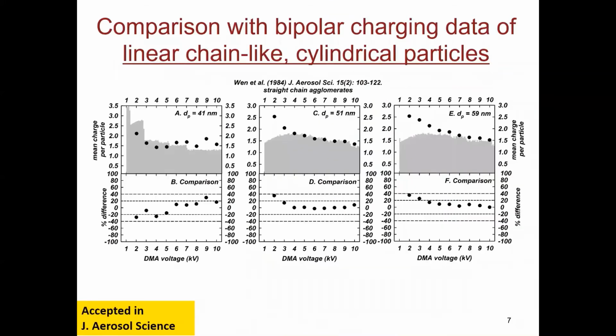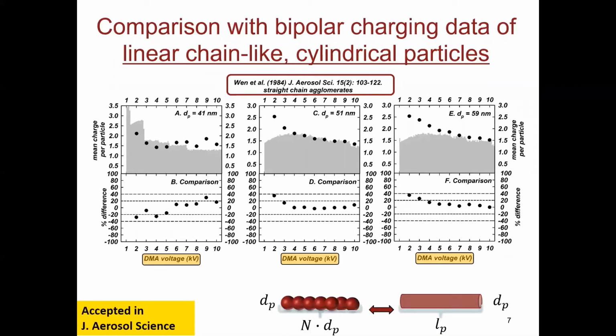The next slide shows the comparisons for chain-like shaped particles. The bipolar charge distribution of straight-chain iron oxide particles measured by Wen in 1984 is presented as particle mean charge as a function of the DMA classification voltage. To easily get a length scale, we consider straight-chain aggregates as a cylinder shape.